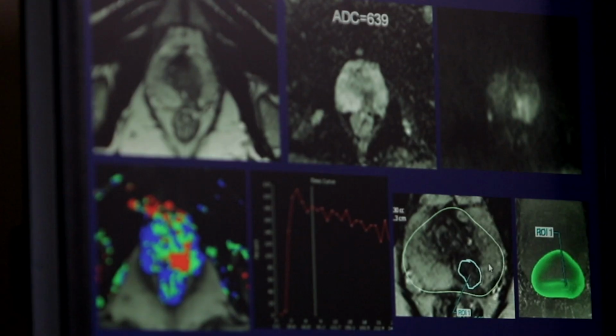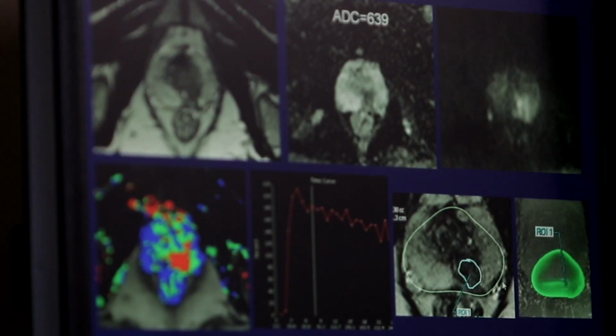So multi-parametric prostate MRI uses different types of MR imaging sequences or acquisitions to investigate tissue. For prostate, we would use three different types of acquisitions. One would be what we call a T2 weighted image, which assesses the water content of tissue. Then we'll do something called a diffusion weighted sequence, which assesses the cell density of tissue. And then we'll do a contrast enhanced image, which assesses the vascularity of tissue.